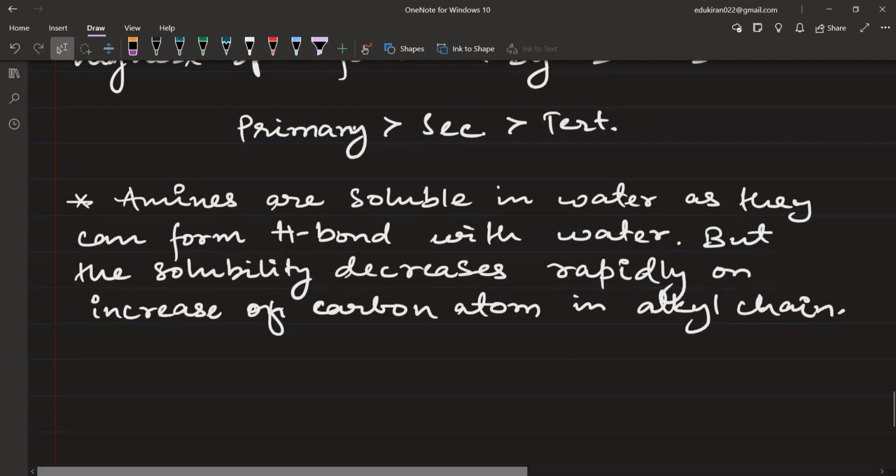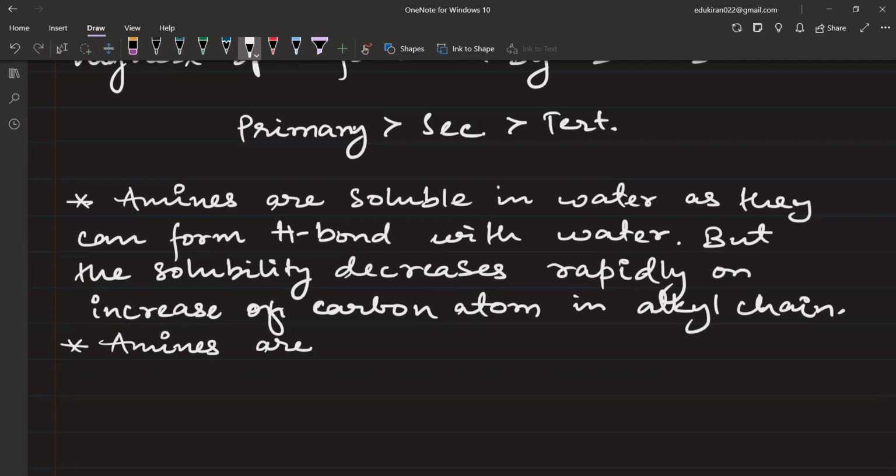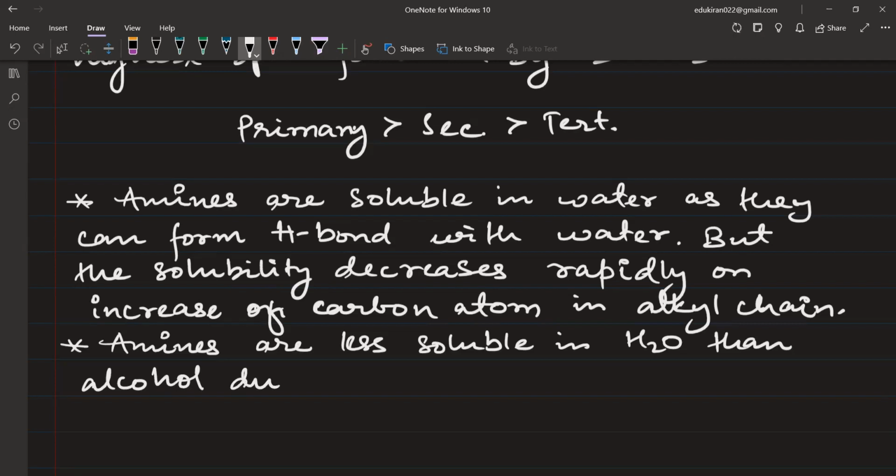Okay, also write next. Amines are less soluble in water than alcohol due to lower electronegativity of nitrogen atom.